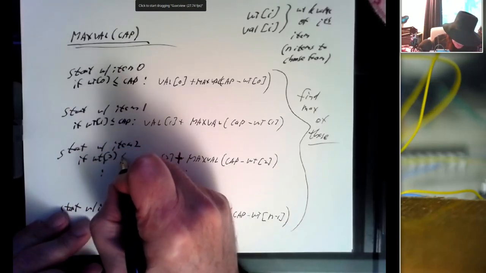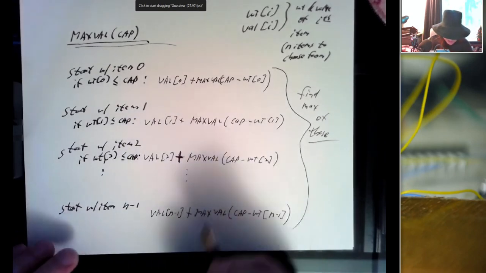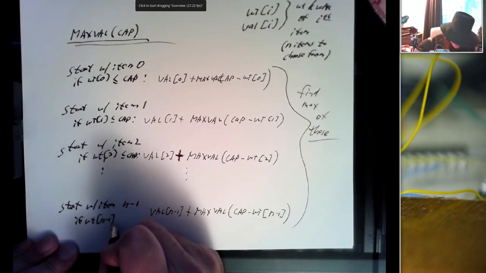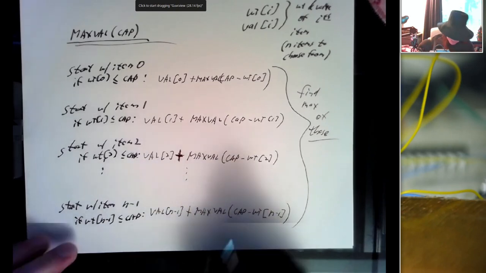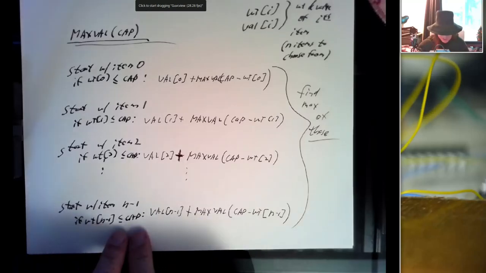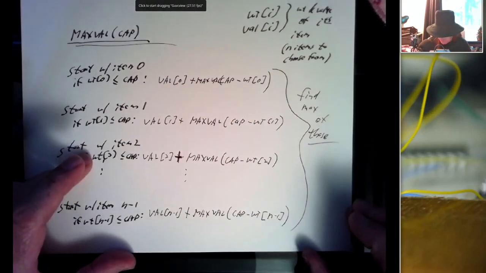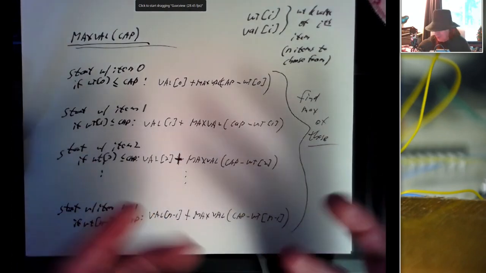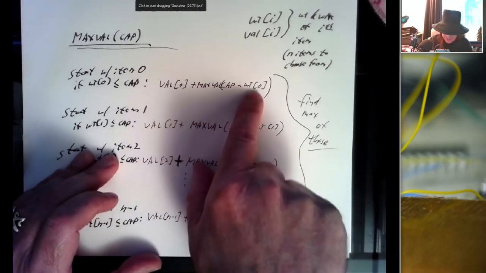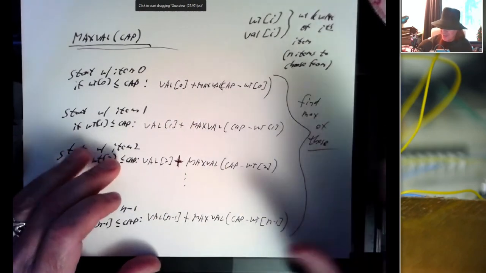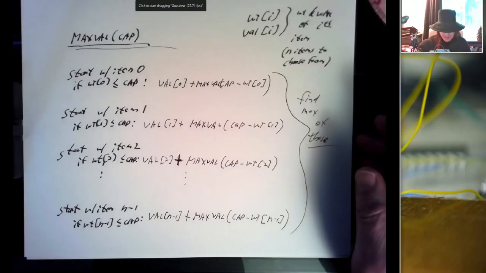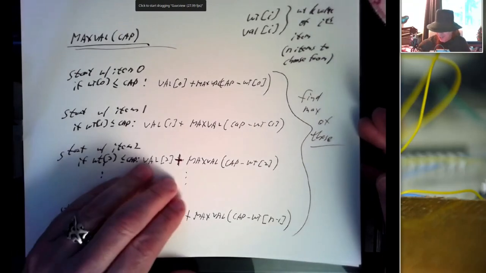If the weight of item 2 is less than or equal to our capacity, we can calculate this value. And if the weight of item n-1 is less than or equal to capacity, then we can calculate this value. But we're not allowed to calculate these values and consider them if our item weighs more than our capacity that we're starting with, because we'd get that value, but we'd break our bag because our item weighed too much. So we only calculate these where the weight of the item is smaller than the capacity, and then we find the maximum of those. So this gets us a solution to the knapsack problem. It's guaranteed to work, but it's potentially very inefficient.